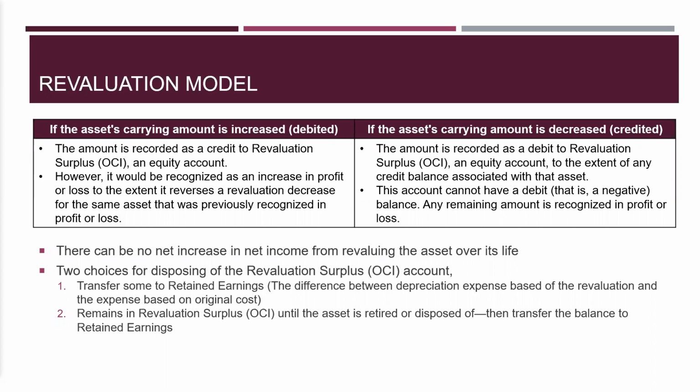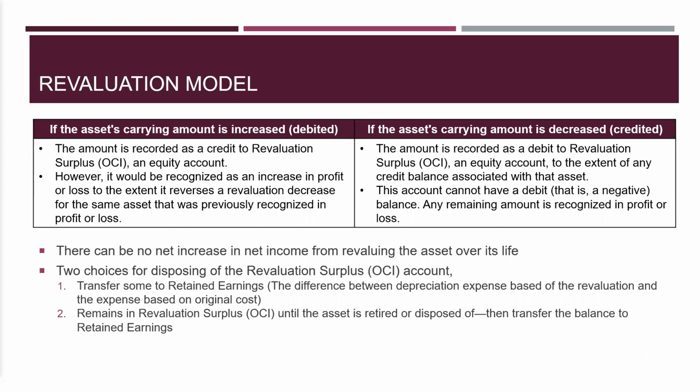But in this case, the account cannot have a debit balance. The normal balance in the OCI account is a credit. So overall, if that account has a credit balance, then that's good, but it cannot have a debit balance overall. Under the increase of the asset on the left-hand side here, we can recognize that as an increase in the profit or loss, but only to the extent it reverses the revaluation decrease from the same asset in previous years. So there can be no net increase in the net income from revaluing the asset over its useful life.